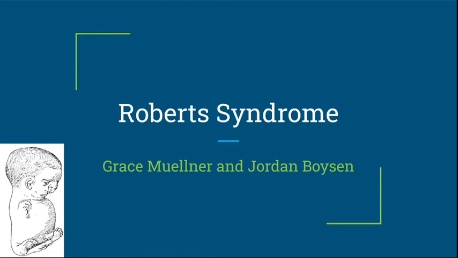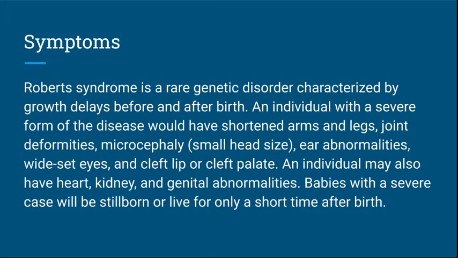Some symptoms: it's a rare genetic disorder characterized by growth delays before and after birth. An individual with a severe form of the disease would have shortened arms and legs, joint deformities, microcephaly or small head size, ear abnormalities, wide-set eyes, and cleft lip or cleft palate. An individual may also have heart, kidney, and genital abnormalities. Babies with a severe case will be stillborn or live for only a short time after birth.